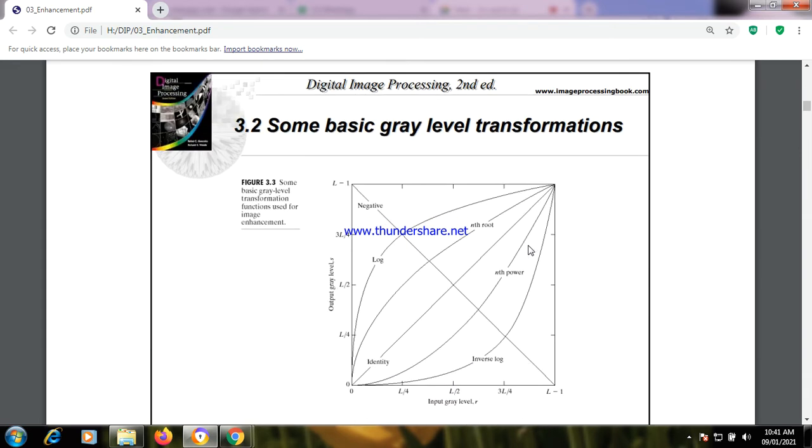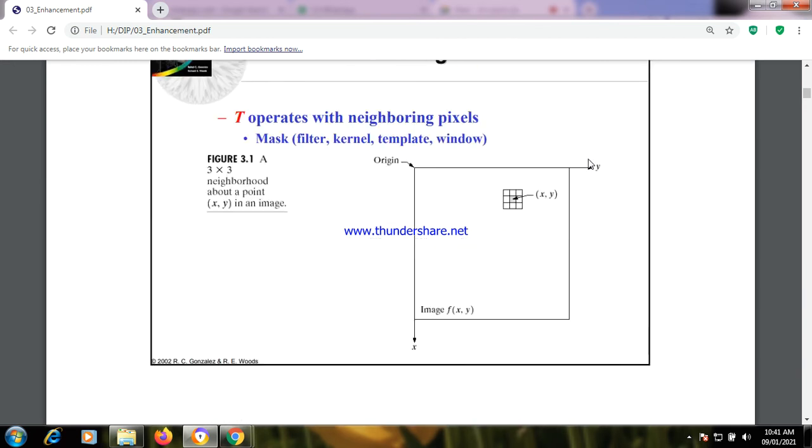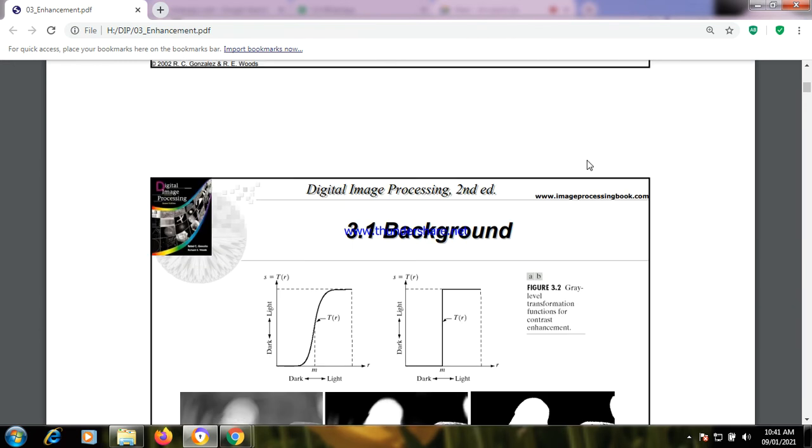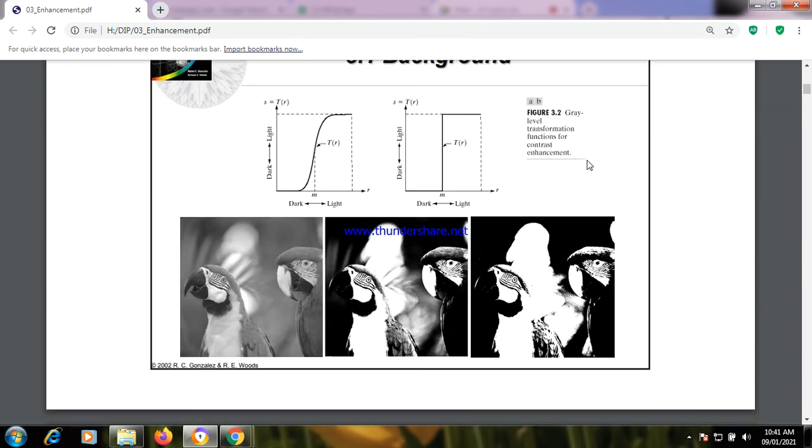Next is some basic gray level transformation. Before that, we have one more concept called contrast enhancement.